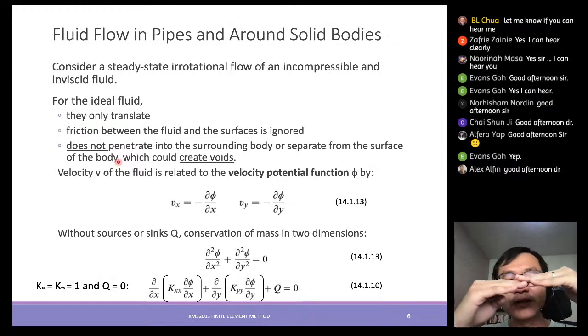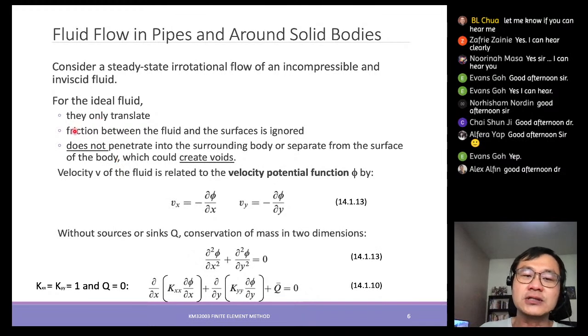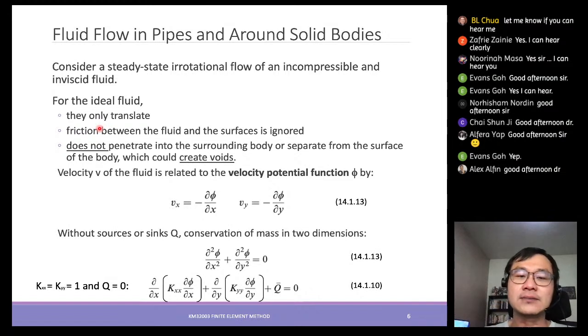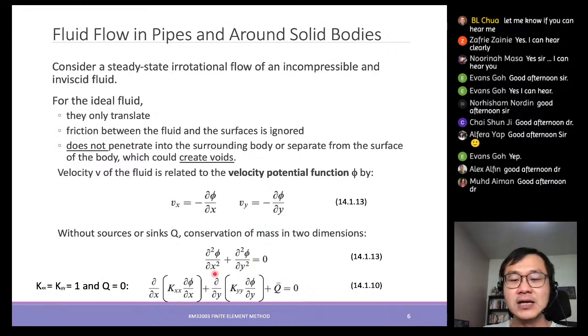That would create a void. So when we assume it is frictionless, the fluid will travel smoothly along that path. Then again, that is the velocity potential functions that we will apply accordingly, very similar to what we have previously. And from there onwards we will use the conservation of mass in two dimensions, x and y. So eventually you get the same equations.